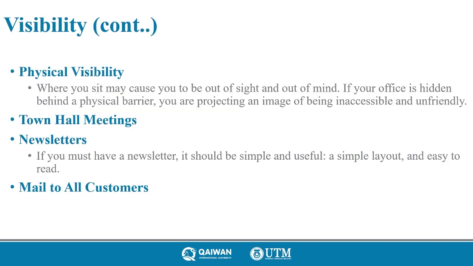And physical visibility. Where you sit may cause you to be out of sight, out of mind. If your office is hidden behind a physical barrier, make sure to bring your office to a central place. You are projecting an image of being inaccessible or unfriendly. Town hall meetings, newsletters. If you must have a newsletter, it should be simple and useful, with a simple layout and easy to read. And of course, newsletters in Kurdistan or Iraq are somehow not used generally. However, they exist. Mail to all customers would be another type of visibility.